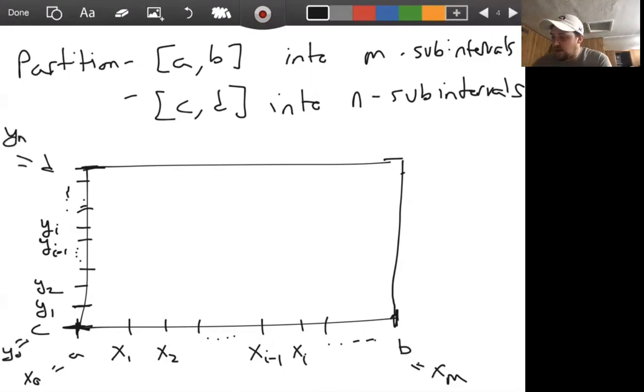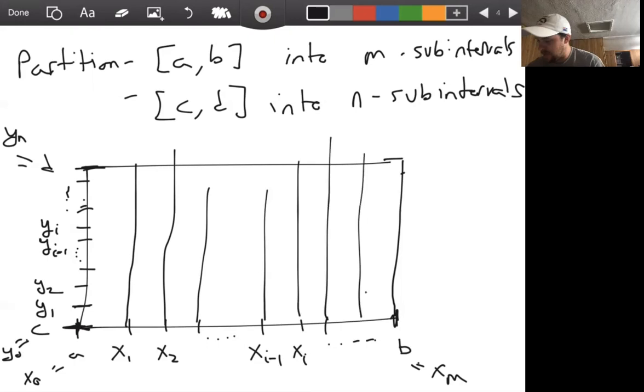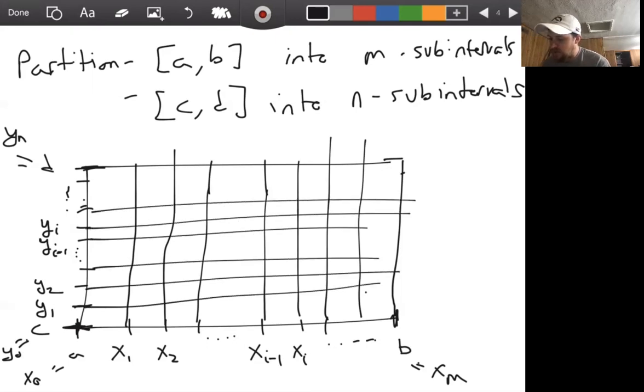And now we can look at these partitions as, along the interval A to B, it partitions that interval. But if you extend these partitions, right, and so these should be perfectly vertical, and they're not, right? And then you can extend the partition of your Y interval as well. And now we get a family of subrectangles here.